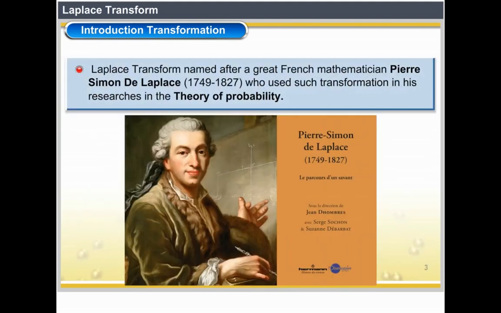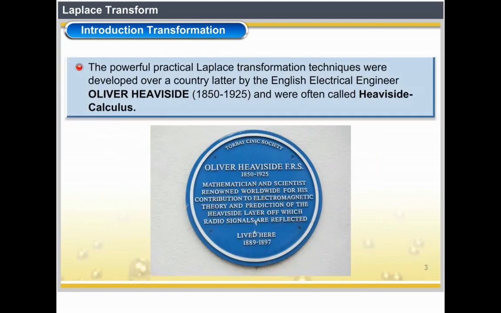The Laplace transform is named after a great French mathematician, Pierre-Simon de Laplace, 1749 to 1827, who used such transformations in his researches in the theory of probability. The powerful practical Laplace transformation techniques were developed over a century later by the English electrical engineer Oliver Heaviside, 1850 to 1925, and were often called Heaviside calculus.